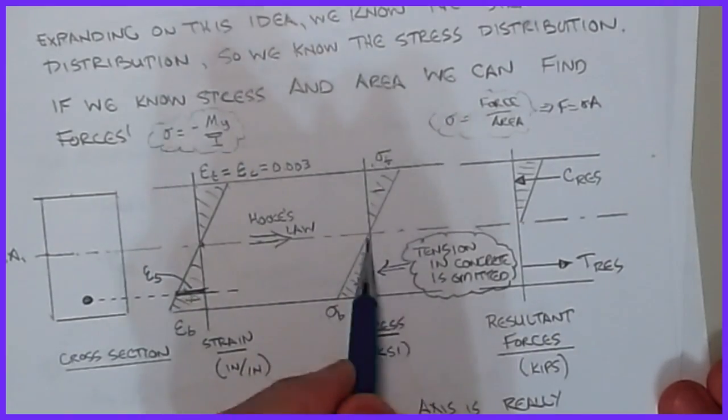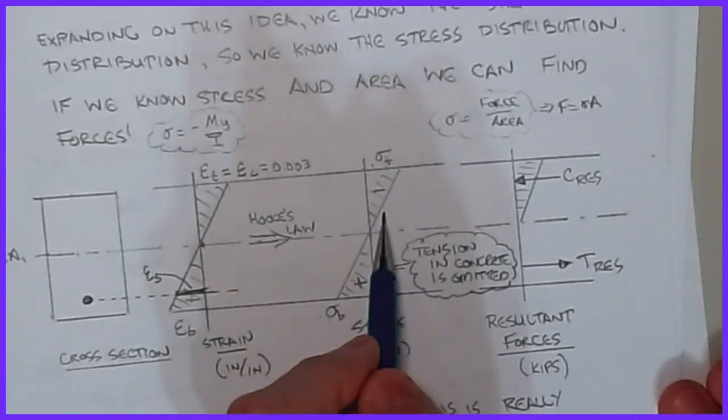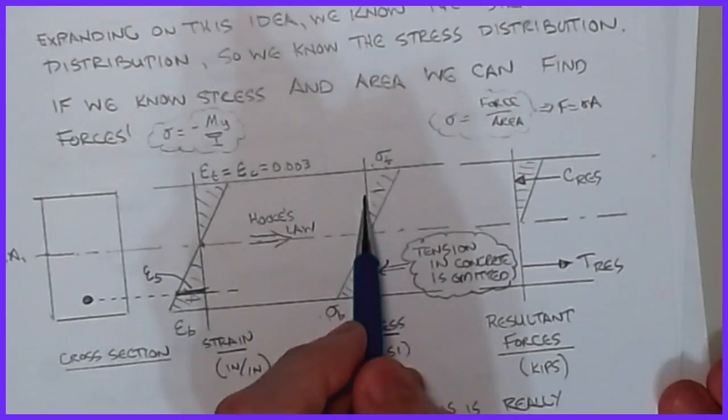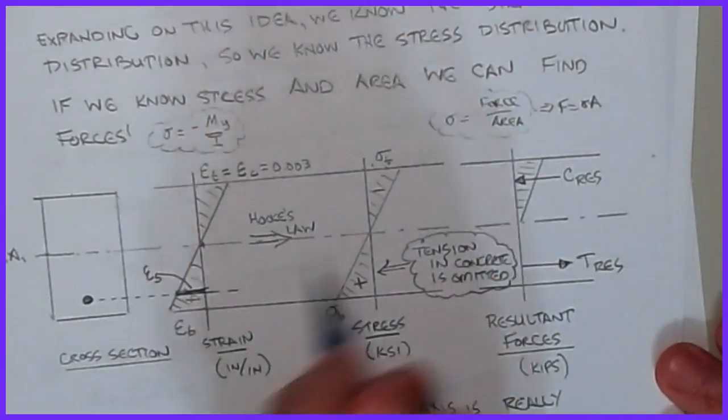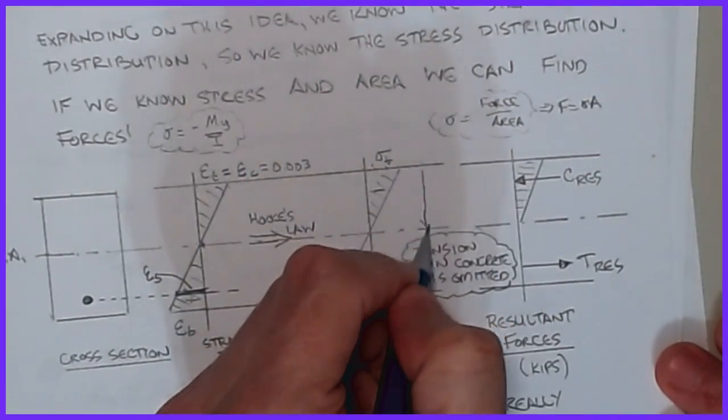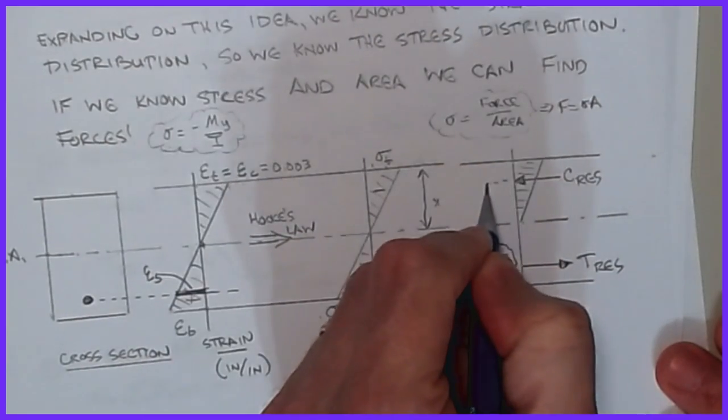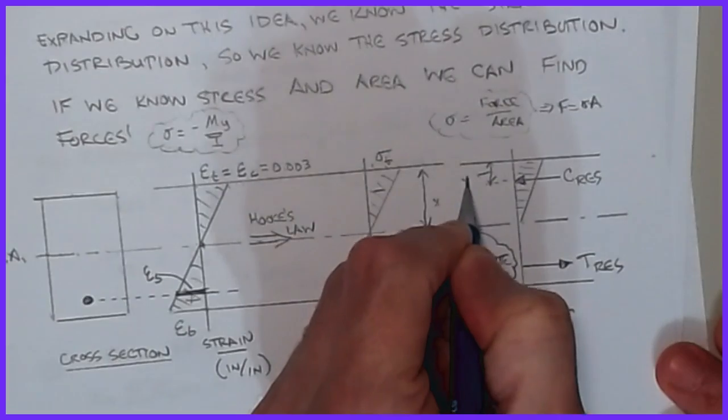So all I'm going to do is take all of this stress that's the compressive block in this triangular portion of the stress block, and I'm going to call that my C res. And we know that, if I call this distance x, then the location of where that is acting has to be x over 3.